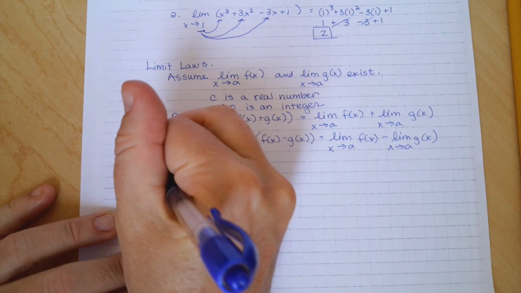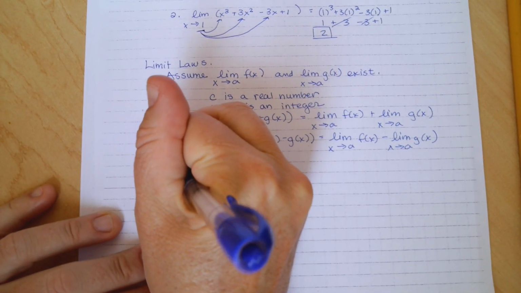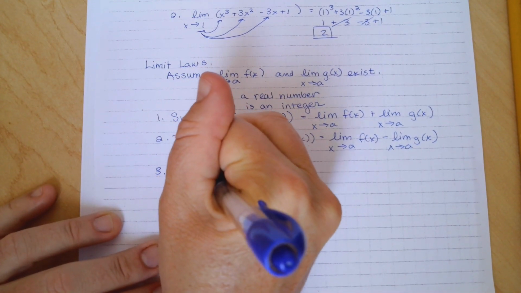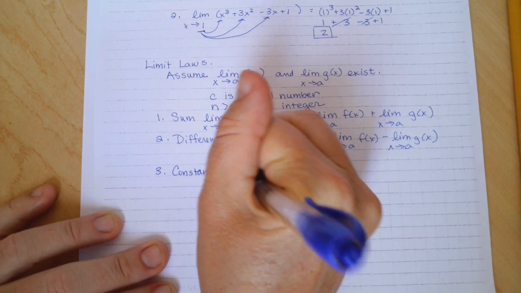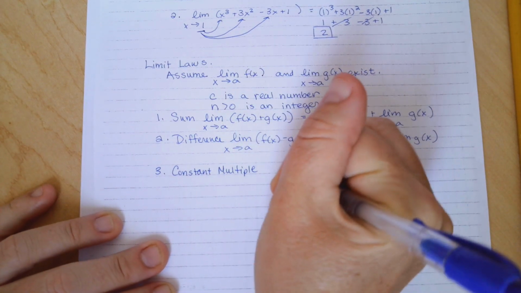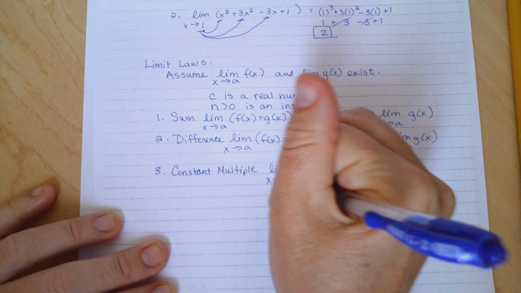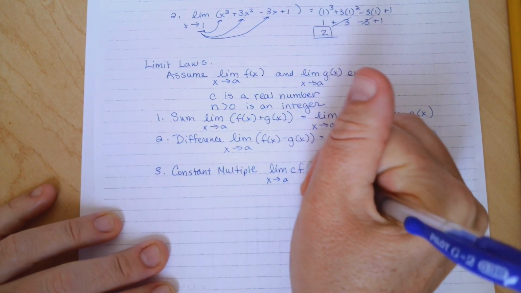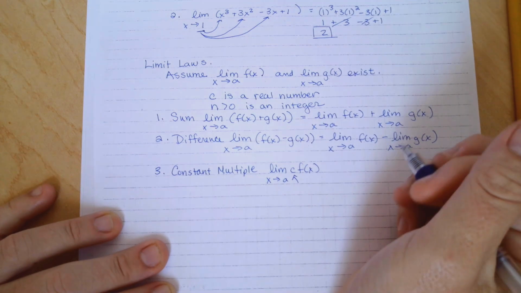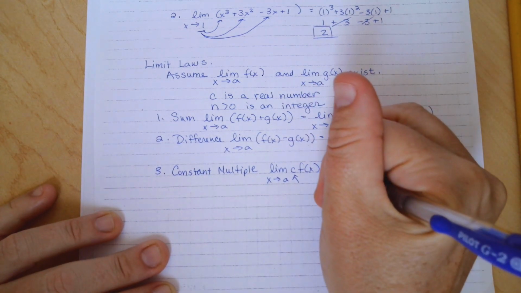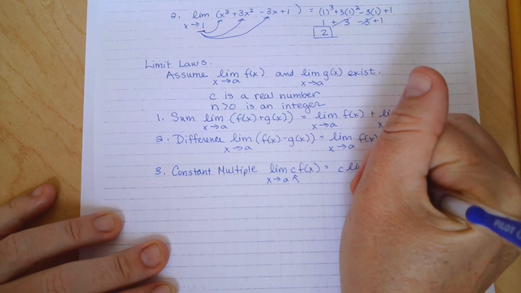Okay. We have the constant multiple law, which basically means that you can pull this constant c out if you want to, and you can put it out front.